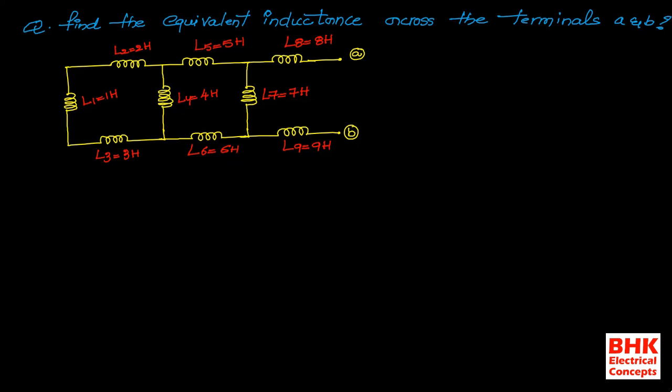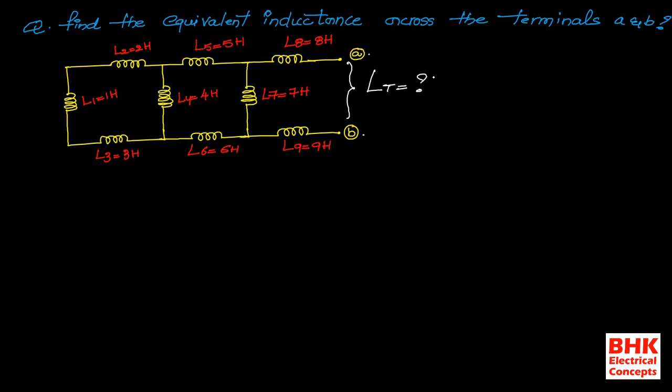Now see here, the question is: find the equivalent inductance across the terminals A and B. So this is the question and this is the network given. This is terminal A and this is terminal B, and the question is to find the total equivalent inductance across the terminals A and B.